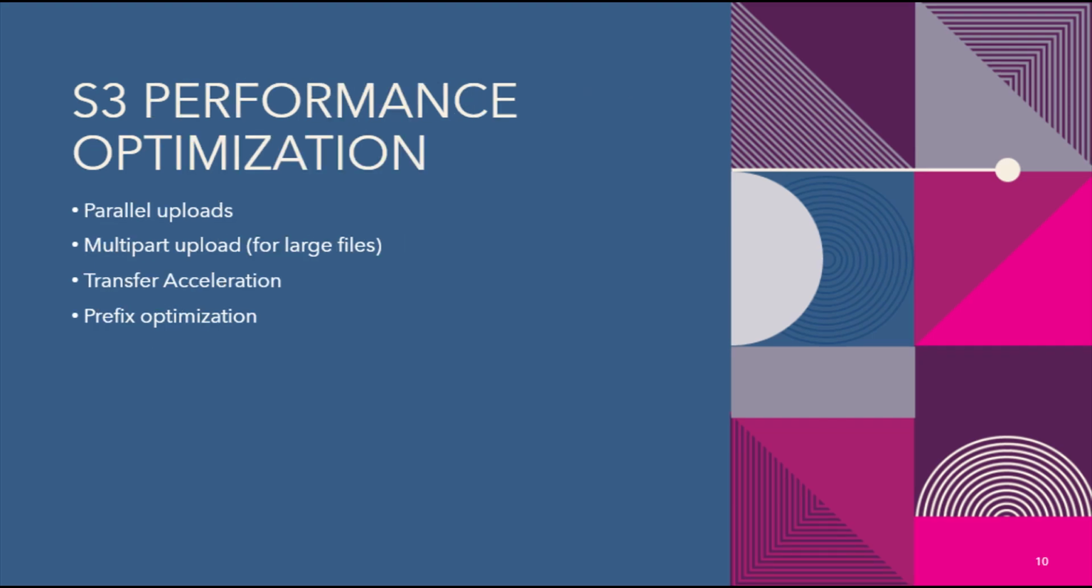Performance optimization. To improve performance in S3, we can use techniques like parallel uploads and multi-part uploads for large files. Transfer acceleration helps speed up uploads by using AWS Edge locations. Also, using proper object key naming improves performance.